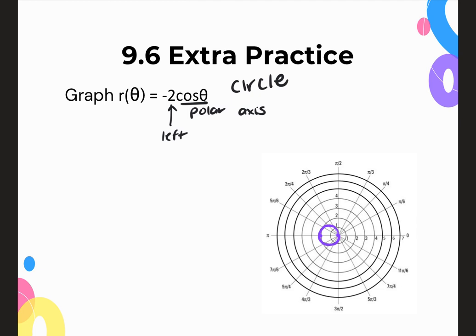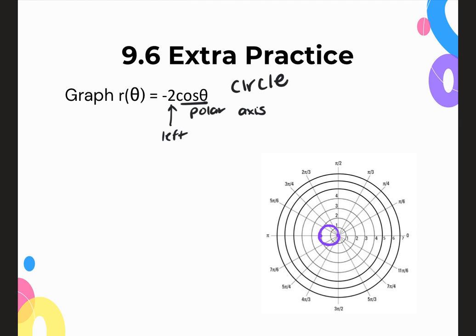Okay, it's a cosine, so it's on the polar axis. The A is 2, which means your diameter is 2, and it's negative, so it goes to the left. Let's say you get to the test and you get this question and you blank. Then you literally could plug in a point and test it out.